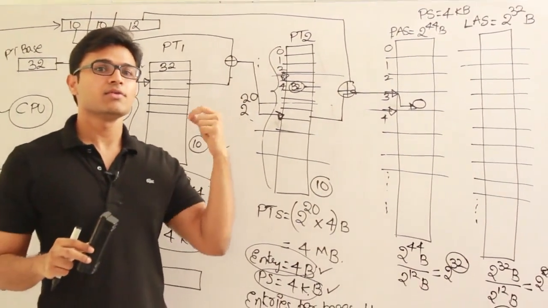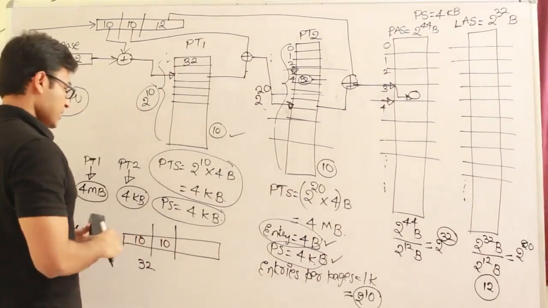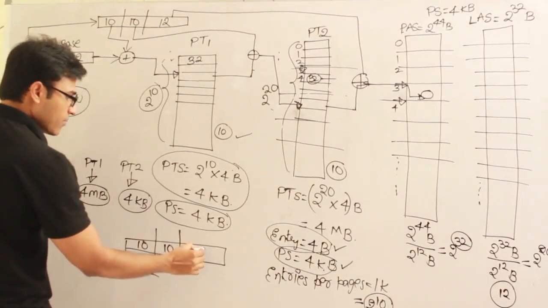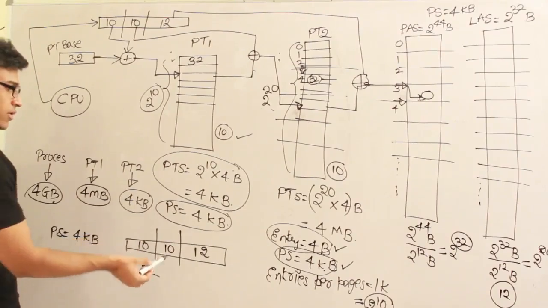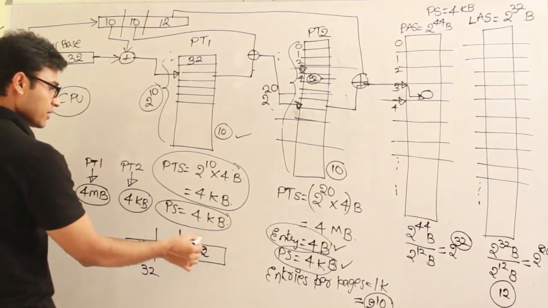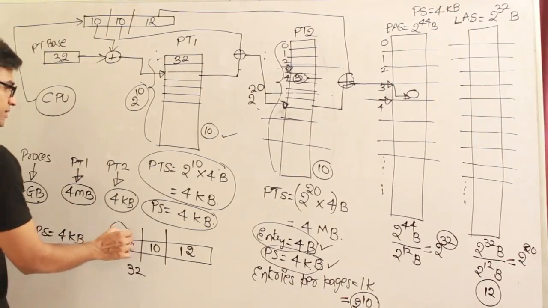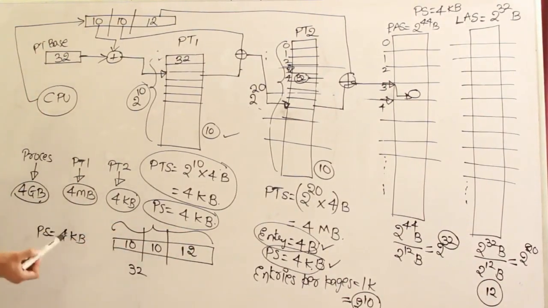Then in order to get to the corresponding word which I wanted, I have to use 12 bits, because it is byte addressable and the size of the frame is 2 power 12 bytes. So in order to identify one of the bytes in that particular frame, I need 12 bits. So the total 32 bits is actually divided like this, and at every level we are going to add it.